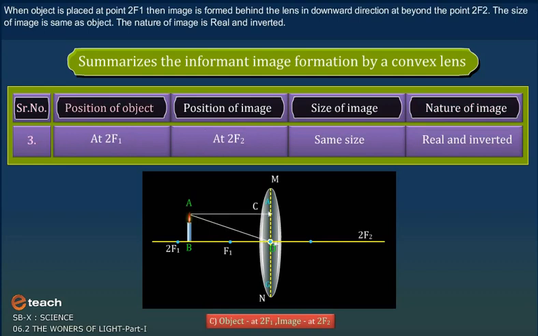When object is placed at point 2F1, then image is formed behind the lens in downward direction at point 2F2. The size of image is same as object. The nature of image is real and inverted.